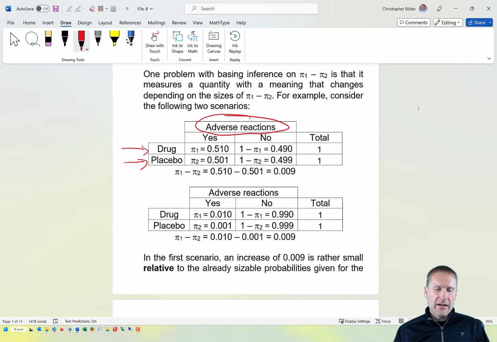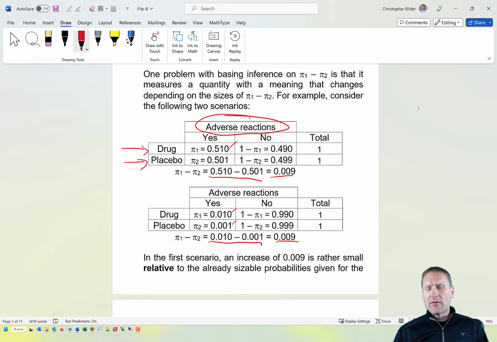In this particular setting here, suppose that somehow we know what the true probabilities are. The probability of adverse reaction if you receive the drug is 0.51. For placebo, it's 0.501. So the difference is just 0.009. Now consider this other scenario where everything's exactly the same, but now I've changed the probabilities to be pi1 is 0.01, pi2 is 0.001. So in both cases we have, let's say, a somewhat rare event to have an adverse reaction. Notice the difference here, as previously, is also 0.009.